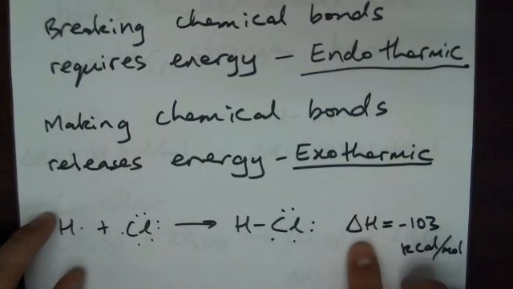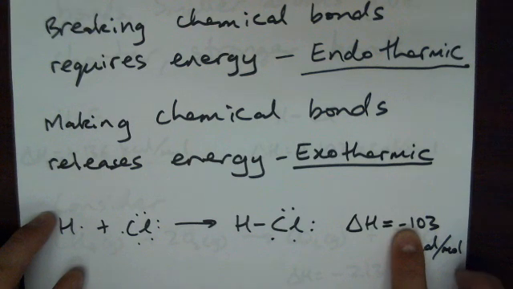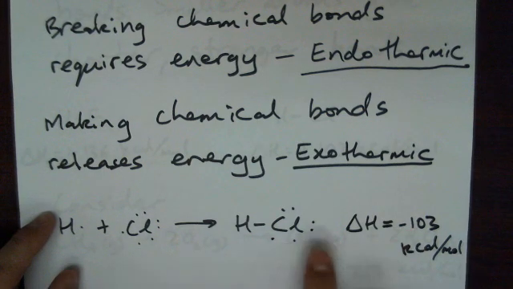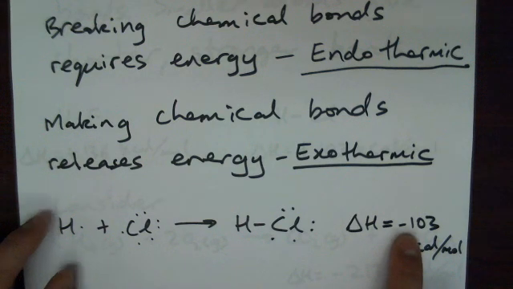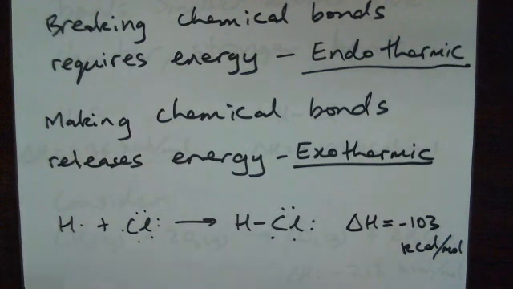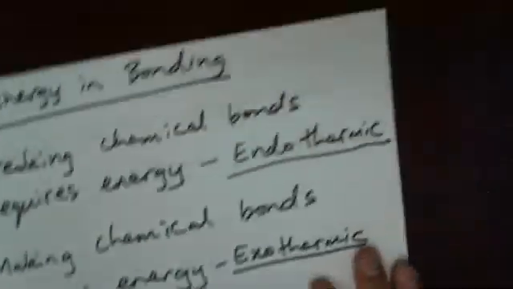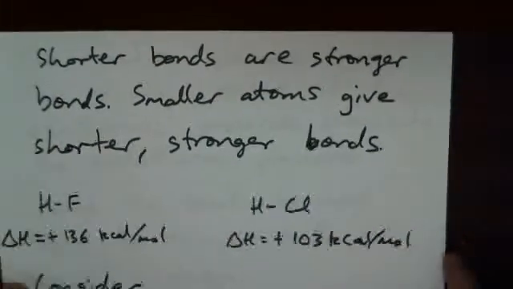So the delta H is given as minus 103 kilocalories per mole. The negative sign means that it's exothermic. It means that heat is released. So if you did this reaction, you would expect that the surroundings would get hotter. So the beaker, well, maybe not, wouldn't happen in the beaker, but whatever vessel it's in would get hotter from this reaction. So always remember that exothermic is a negative delta H, and endothermic is a positive delta H.